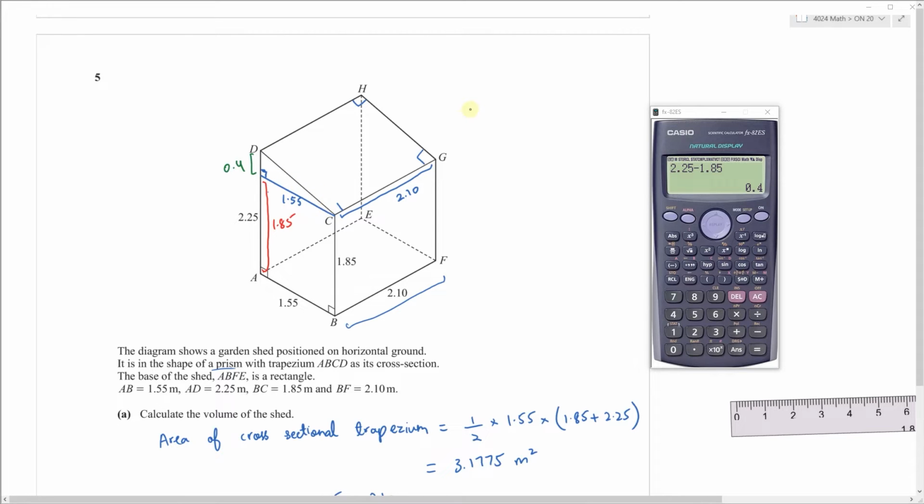So this width, let's call this DC. So DC square will equal 0.4 square using the Pythagoras theorem plus 1.55 square. So DC equals the square root of 0.4 square plus 1.55 square. This gives you 1.60. So DC is 1.60. So this length here is 1.60. Now I can easily calculate the area of the roof, which will be 1.60 multiplied by 2.10. So let's do that.